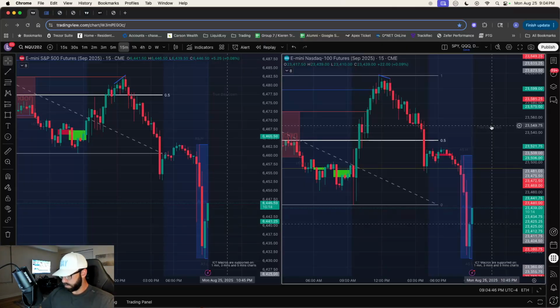Let's look at one more example. It's not a good one. Also, when we look for the AMD, we want to see a sweep. So we don't want to just see a random push up and then a reversal.